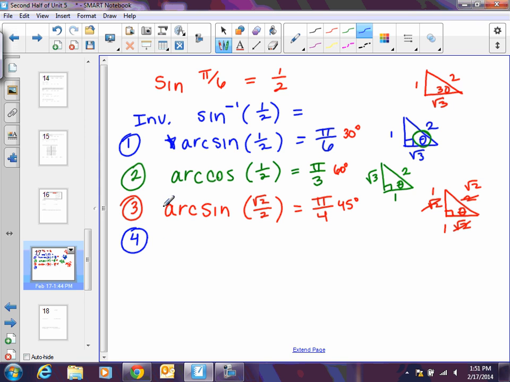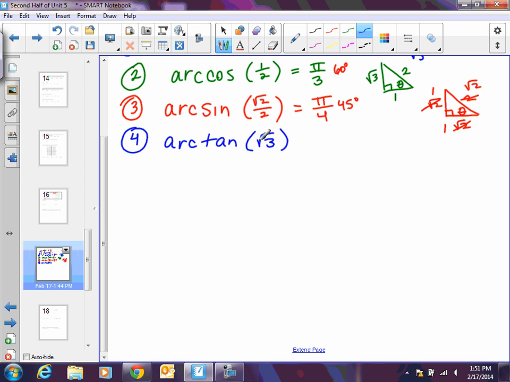All right, let's try an arctan. So arctan of root 3. Again, I'm not asking you just to know this, although some of you might. You might have had these trig values memorized still from last year. But for everybody else, draw the triangle, mark your theta.